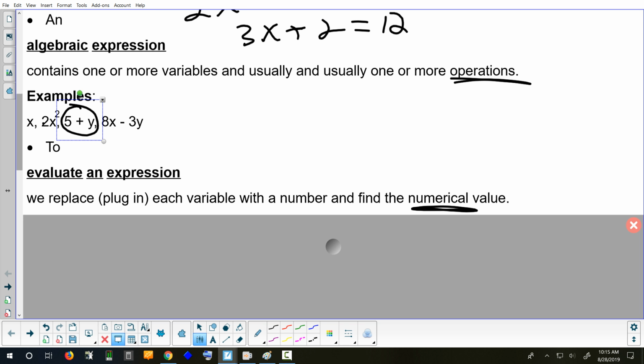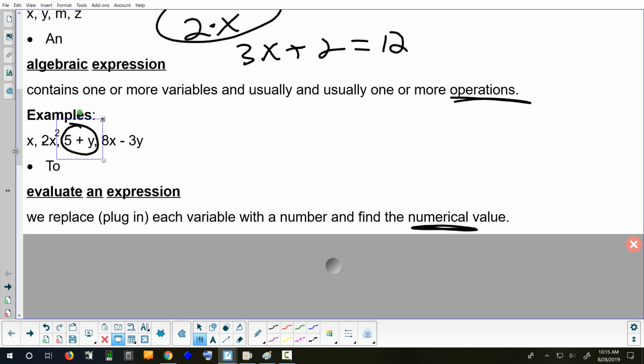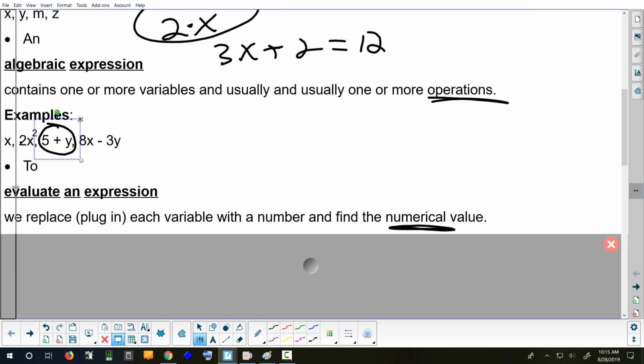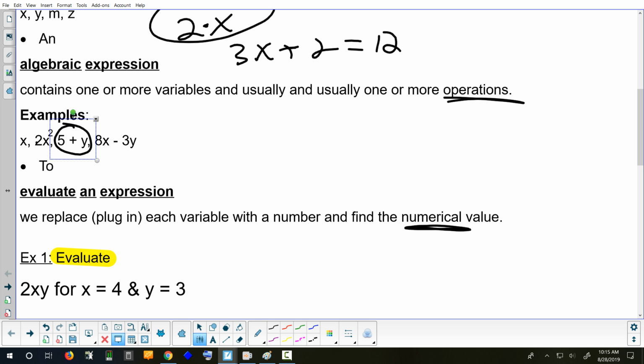Like if I said, evaluate this when x is 5. You take and you plug in a number for the letter and you see what you get. And you write down your answer. So evaluate means to find the number answer. All right. So let's try and evaluate.